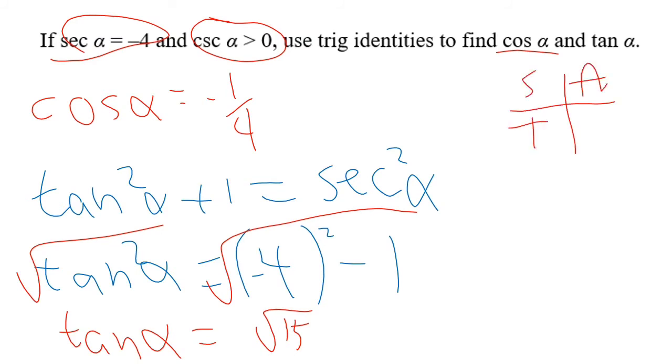All students take calculus. If secant is negative, that means cosine is negative. That means I'm either in the second or the third quadrant, and then it says cosecant is positive, meaning sine is positive. So I'm either in the first or second quadrant, which means we're in the second quadrant. Since we're in the second quadrant, tan will be negative.